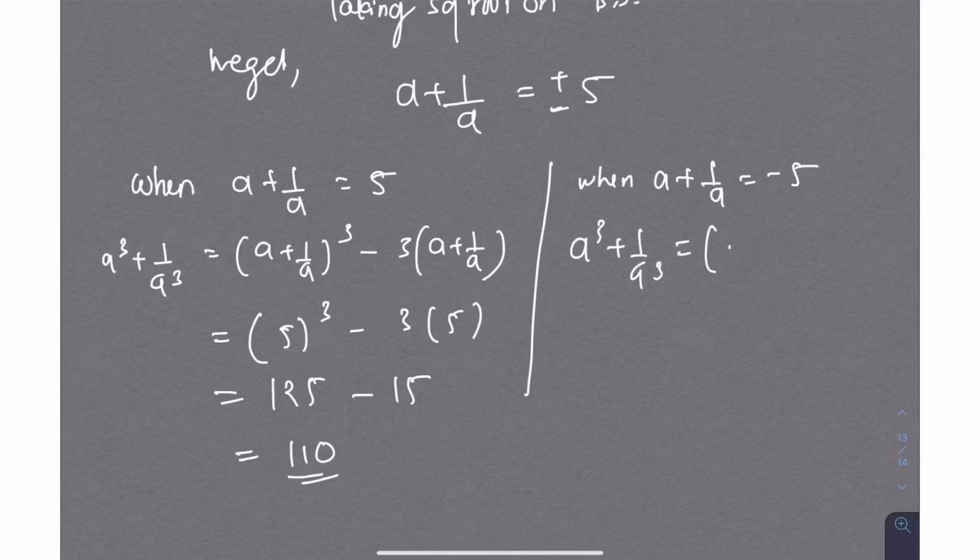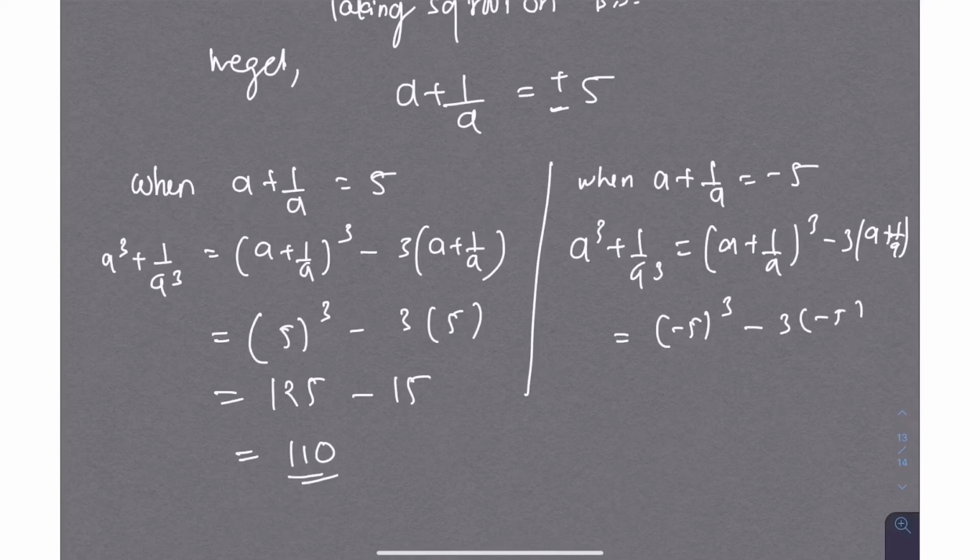obviously the formula will be same. The only thing that is going to change is the value of a plus 1 upon a. Instead of 5, now we'll be taking minus 5. So minus 5 cube minus 3 into minus 5. Since we are taking minus 5, obviously our values are going to change because minus 5 cube is not 125 but it's minus 125. And minus 3 into minus 5 is plus 15. So we'll be getting minus 110. So these are the values.